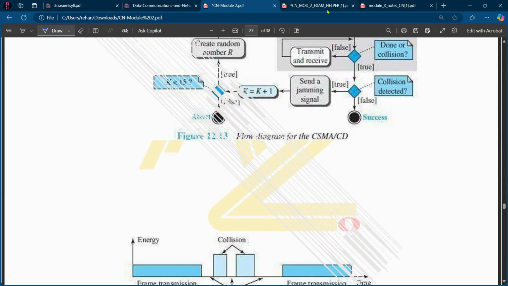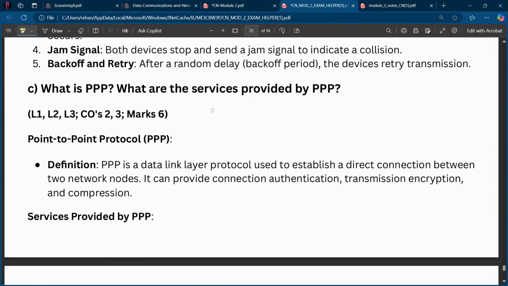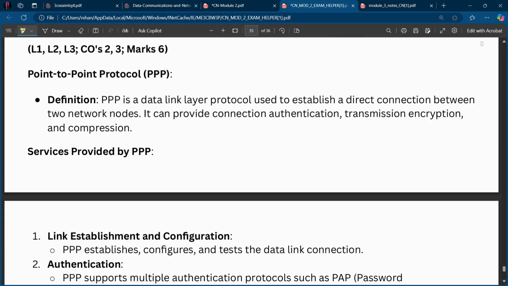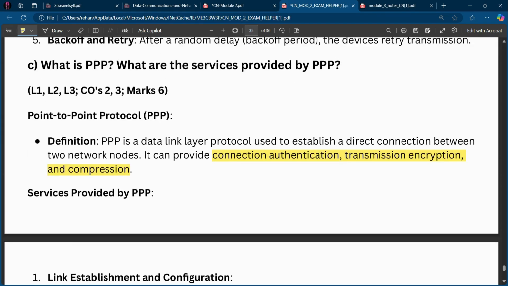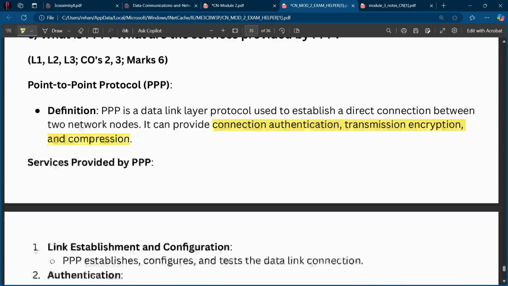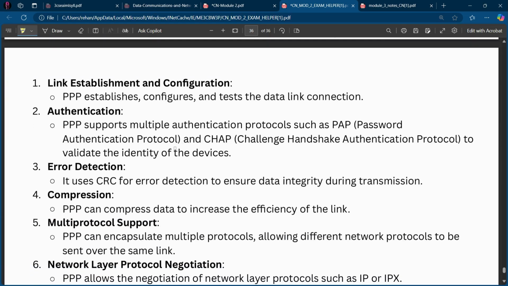So what is PPP? It is nothing but Point-to-Point Protocol. What are the services? Why don't we just highlight these points: connection, authentication, transmission, encryption and compression services. Just a small diagram. The question was asked for 6 marks. So what are the services?